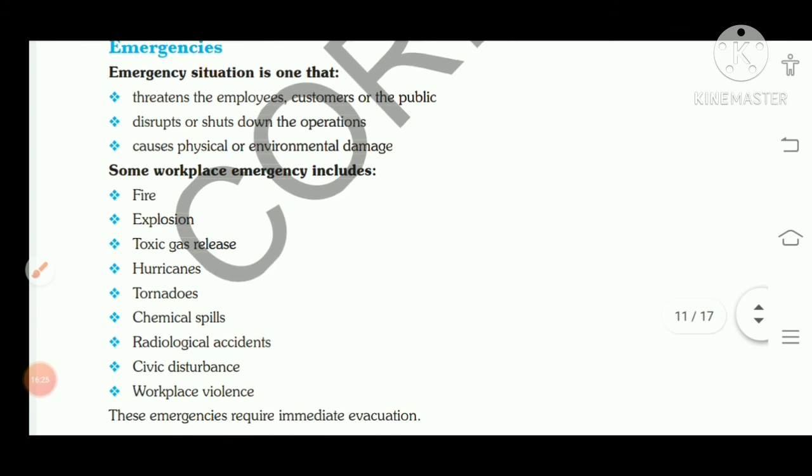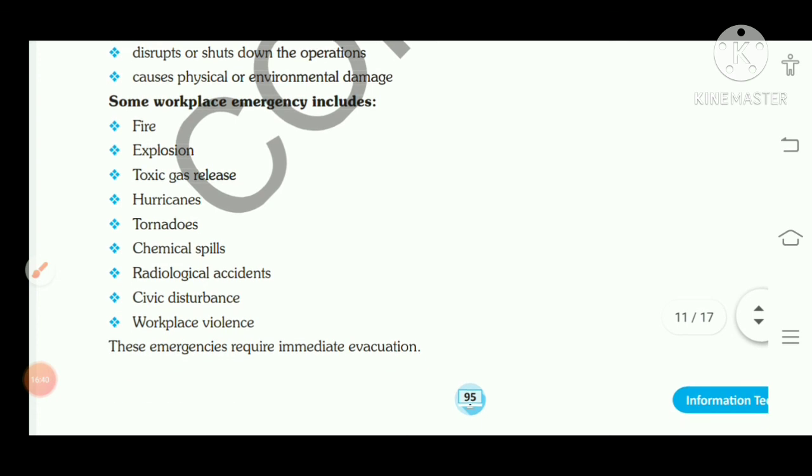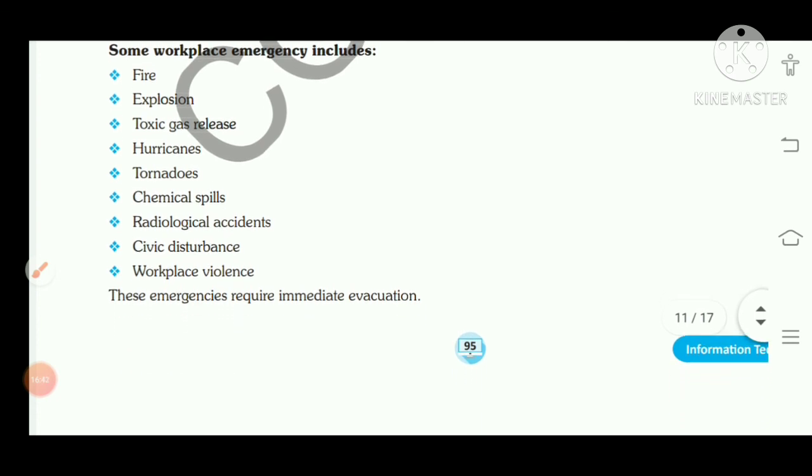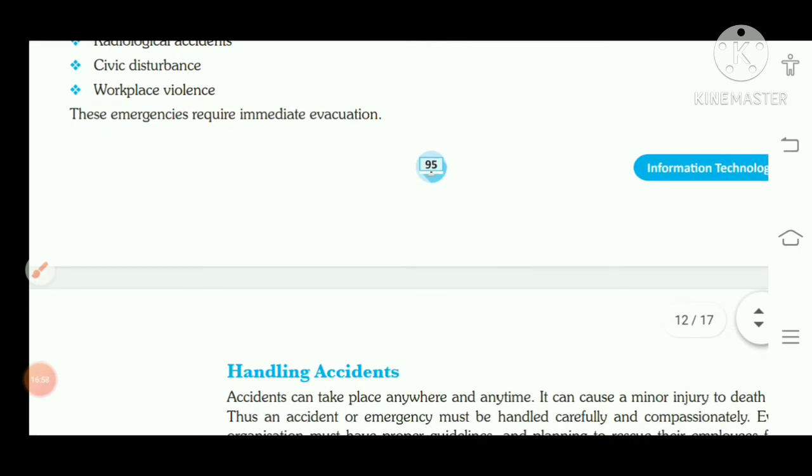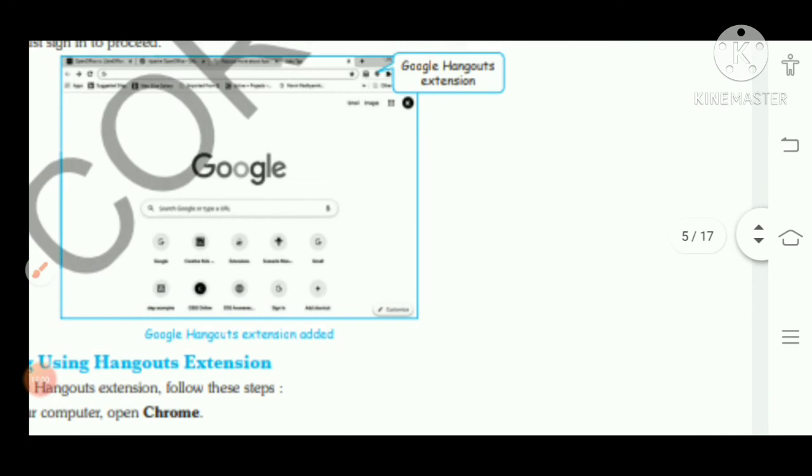So what emergency situations can there be? It threatens all the persons, all employees, all the customers, everyone gets disturbed, and it causes physical and environmental change, एकदम से सडन हो जाता है, सब कुछ change हो जाता है. So some workplace emergencies: आपके वर्क प्लेस पे क्या क्या हो सकता है एकदम से इमरजेंसी में. फायर हो गया, कुछ एक्सप्लोजन हो गया, टॉक्सिक गैस रिलीज हो गया, कुछ साइक्लोन टाइप आ गया, कुछ केमिकल स्पिल हो गया, रेडियोलॉजिकल एक्सीडेंट हो गया, सिविक डिस्टर्बेंस हो गया, कुछ वर्क प्लेस violence हो गया. So these are the things that happen there, and how we can deal with them.